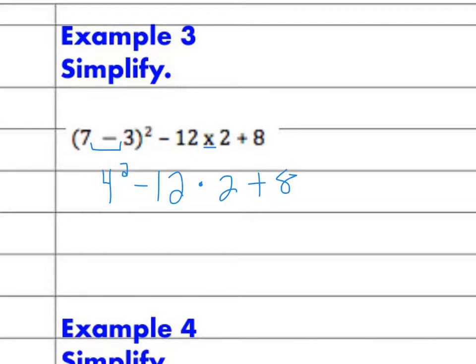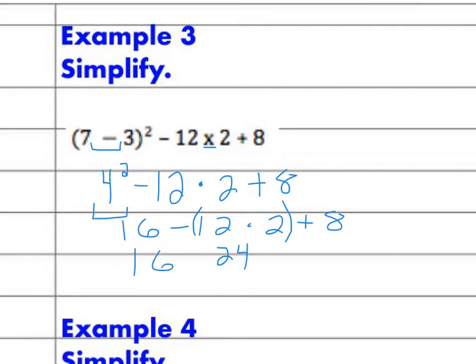All right, then we're going back here and we need to now look at doing the exponent next. So 4 to the second power means 4 multiplied by 4, which is 16, minus 12, multiplied by 2, plus 8. So now we have subtraction, multiplying, and adding. So I need to take care of this multiplying first. So I'm just going to put parentheses around it so that I can easily see it. That would be 12 multiplied by 2 is 24. So we have 16 minus 24 plus 8.